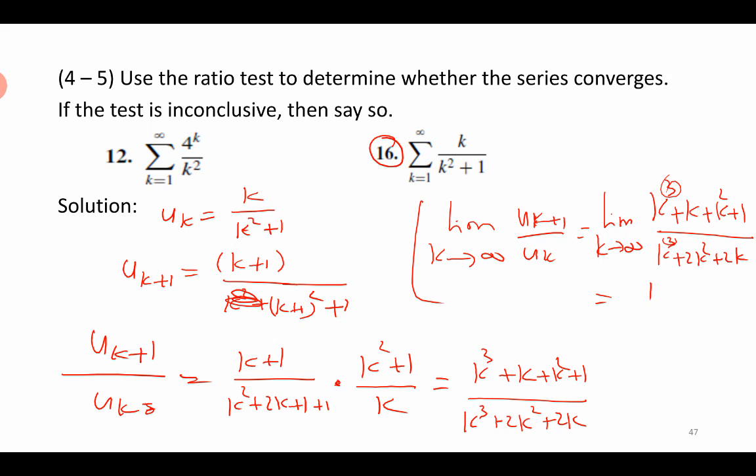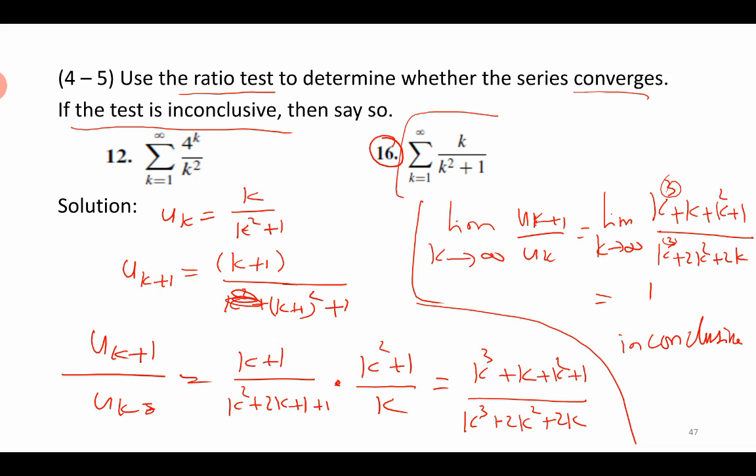This method fails, isn't it? So this method fails. You are asked to say whether the series converges or is inconclusive, that's all. So this method is inconclusive. What method is possible to proceed?